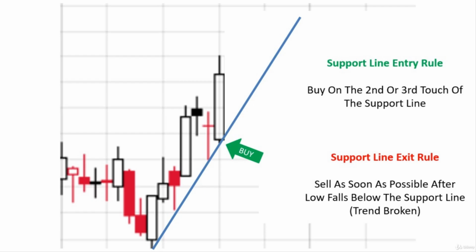And the reason you want to exit quickly is you want to take those profits, book those profits. You're not hoping. Once the trend line is broken, the trend line is broken, and that's where you want to sell as soon as it hits that support line and get those profits in there.